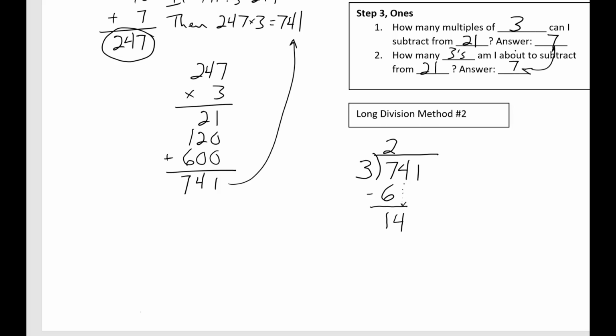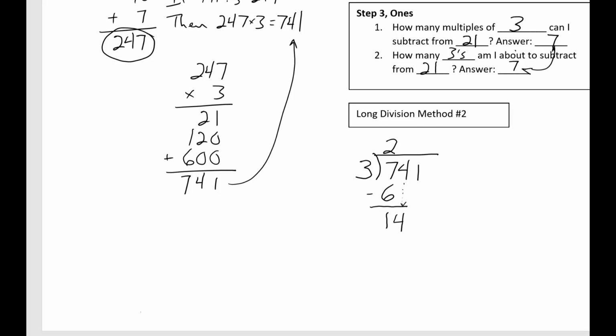I bring it down here. And this bringing down step, it's really just another way of doing the subtraction that we were doing in method 1, because remember that the 6 here is really 600. So when we subtract 600, the 4 would end up coming down here after subtracting the 600 from the 741.